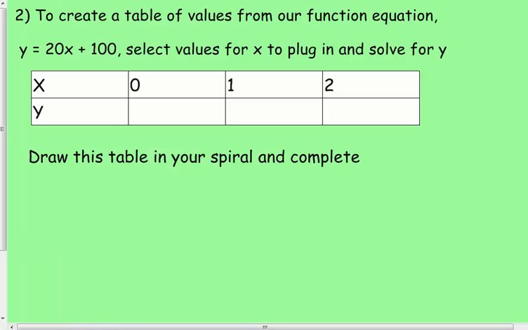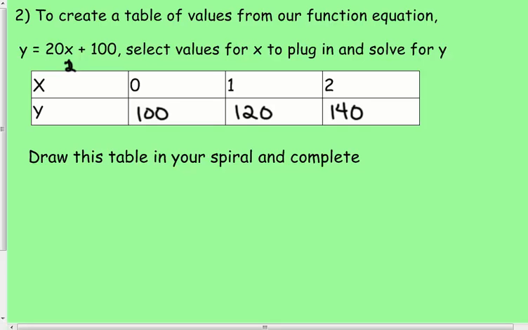To create a table of values from our function equation, yes, it's a linear function, a linear equation, y equals 20x plus 100. Select values for x to plug in and solve for the y. Okay, well, I've already selected them for you. When x is 0, y is going to be 100. When x is 1, you get 20 times 1 plus 100, 120. When x is 2, 20 times 2, that's 40 plus 100, 140.